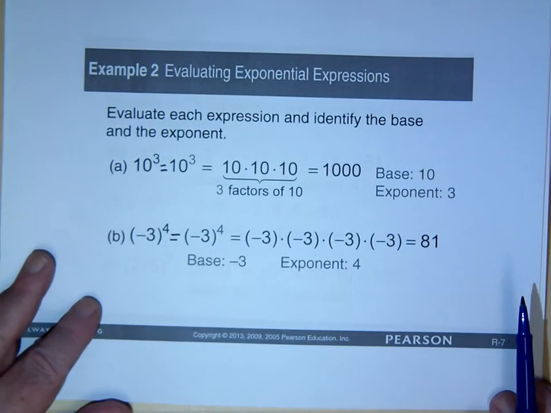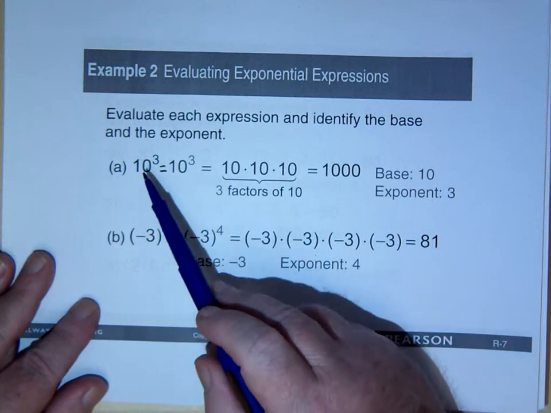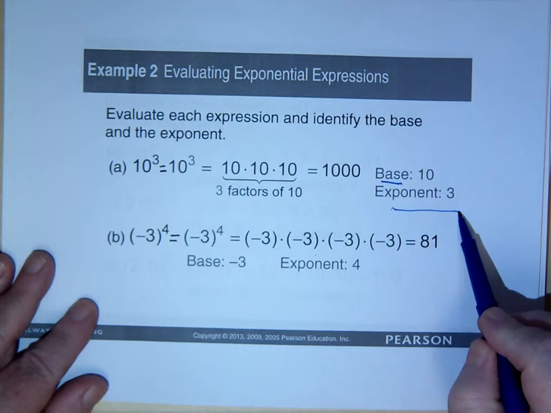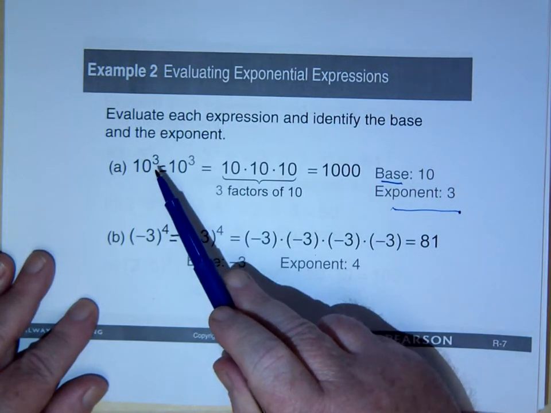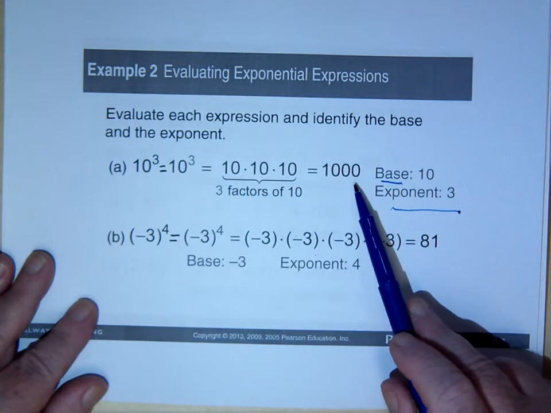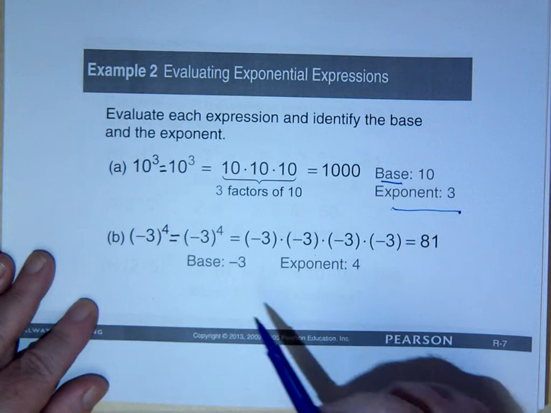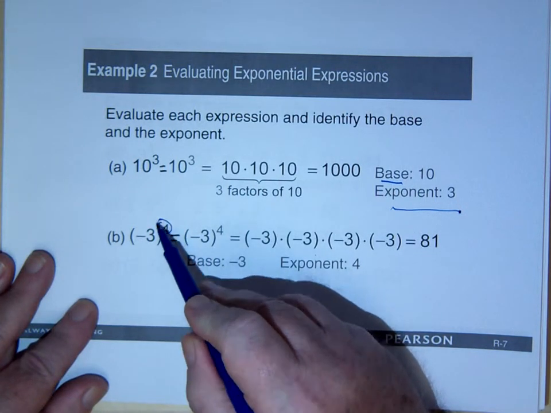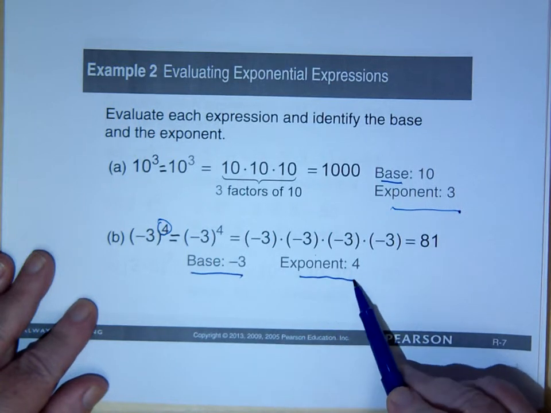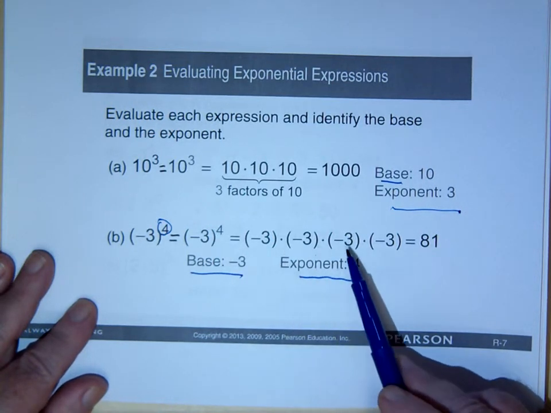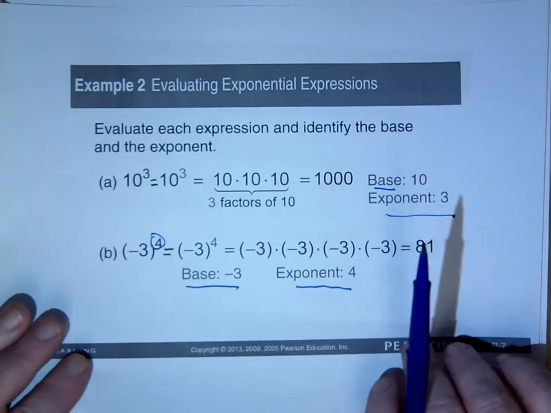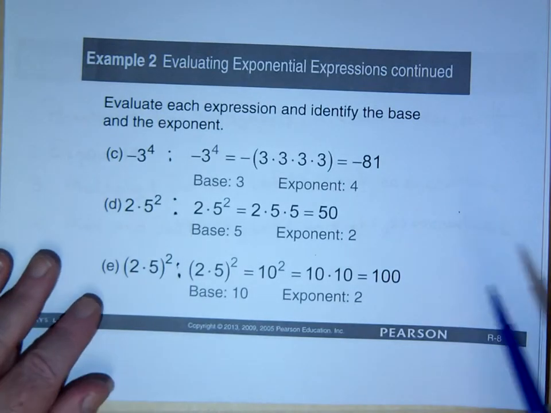So let's look at some examples then. Here we have 10 cubed. The base is 10, the exponent is 3, and 10 to the third power, or 10 cubed, is equal to 10 times 10 times 10, or 1,000. In the next problem, we have minus 3 raised to the fourth power. Here the base is minus 3, and the exponent is 4. So this means it's minus 3 times minus 3 times minus 3 times minus 3. 4 minuses multiplied together gives you a positive 81.